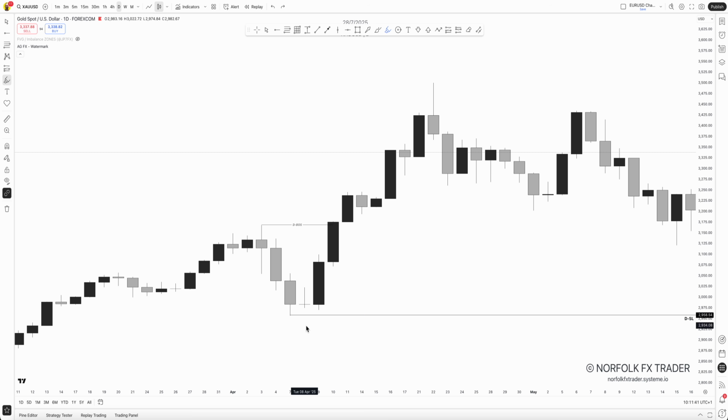Once we've achieved that, we continue to watch price. Now, for a valid high, we're doing the same process here, but we're just looking for a valid high with a close down.